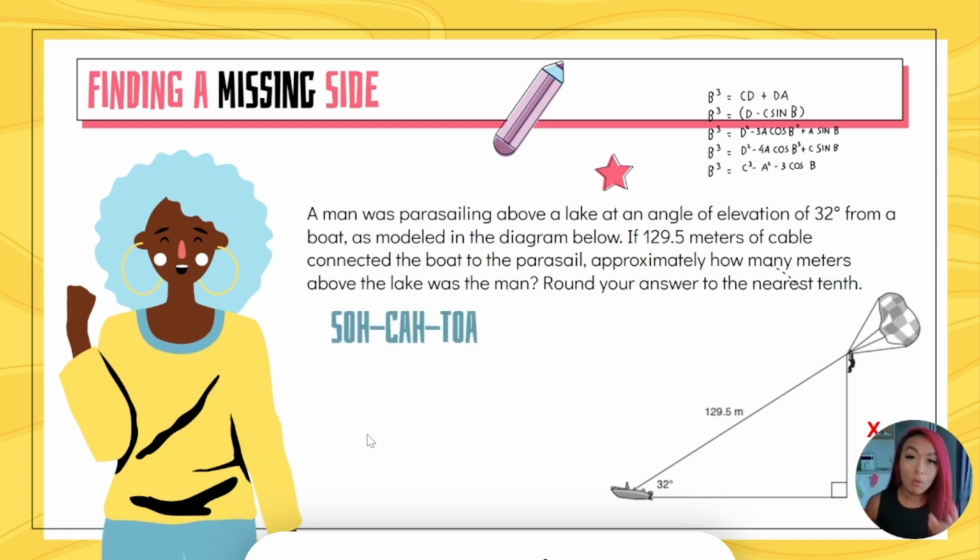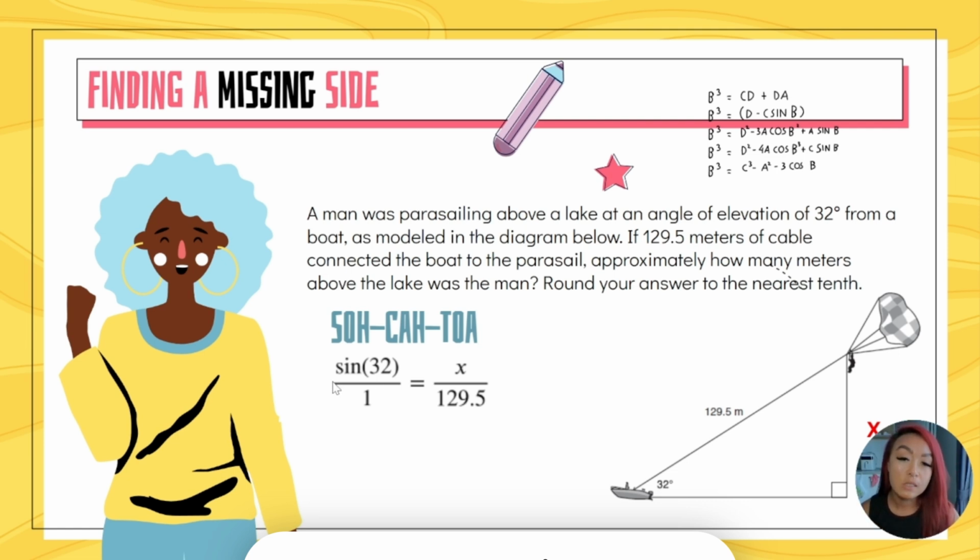Now I'm going to write SOHCAHTOA on top of my scrap paper, right? Because we're going to need it and it's good to just have it handy to use. So looking at our angle of elevation here, it looks like we're looking for the opposite side and we're given the hypotenuse. So which trigonometric function deals with the opposite and the hypotenuse? That would be sine. So that means the sine of 32 degrees equals x over 129.5.